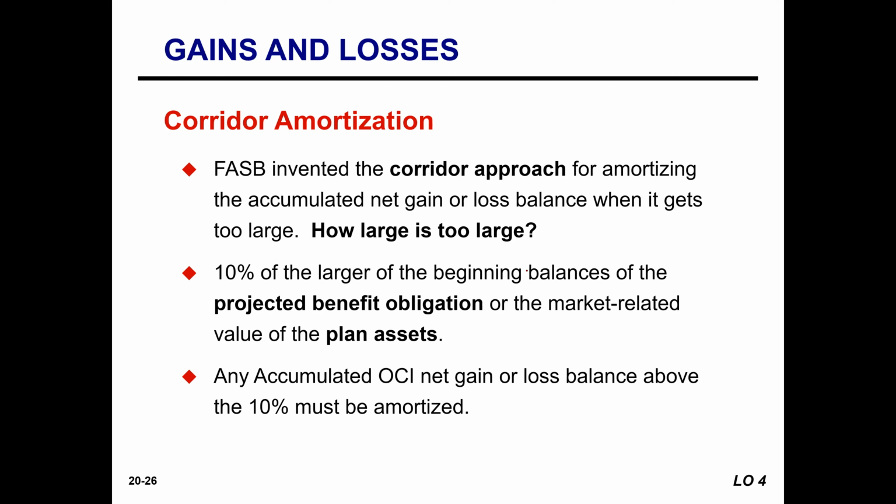How large is too large? 10% of the larger of the beginning balances of the projected benefit obligation or the market related value of the plan assets. Whichever is larger, we're going to multiply by 10% to get that top and bottom, basically, corridor. Any accumulated other comprehensive income net gain or loss balance above the 10% must be amortized.